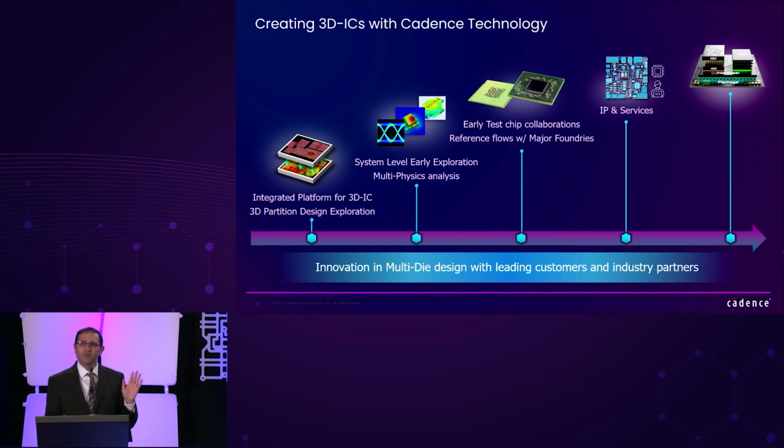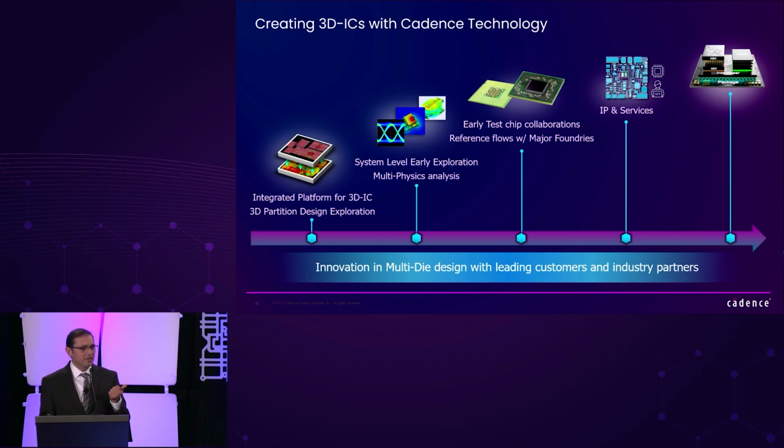Let me first start with what we have today and what we are working on for these next generation 3D IC designs. Starting with what we have today, we have heard a lot of things that are coming in the future, but there are customers doing 3D IC designs today, and we have integrated platforms for 3D IC design. I'll talk a little bit about it in the coming slides. But one key aspect that we've added is 3D partitioning and physical design flows for 3D place and route. I'm going to talk more about the physical aspects of the 3D IC design phase.